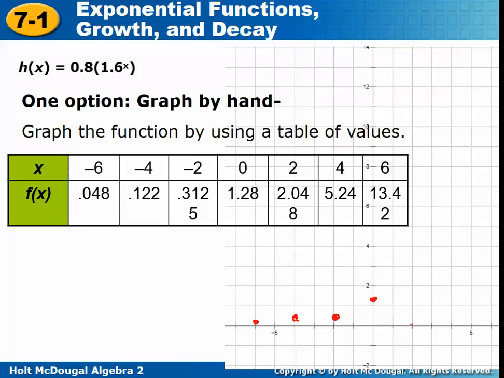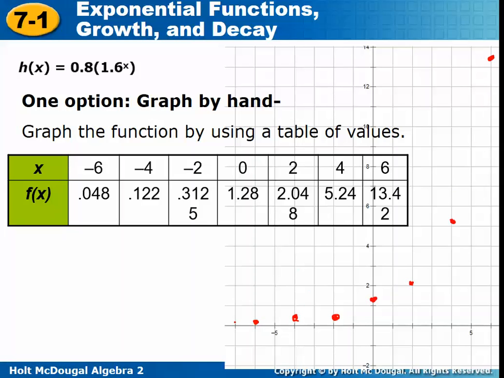At 2, we are at 2.04, so just almost on that point there. At 4, we are at 5.24, about 5 1/4, and at 6, finally we see a good amount of growth here. We're almost at 13.5, so right at 13.4 is right about there.